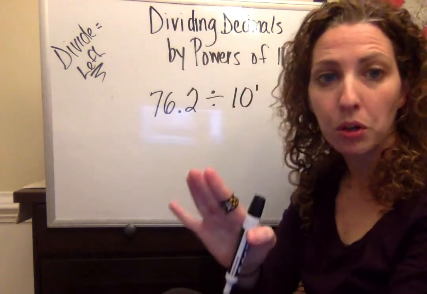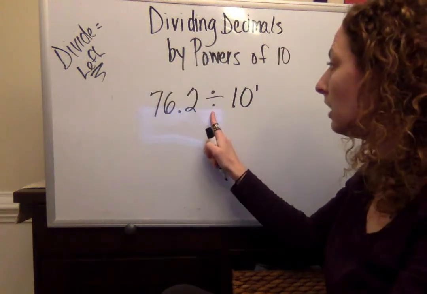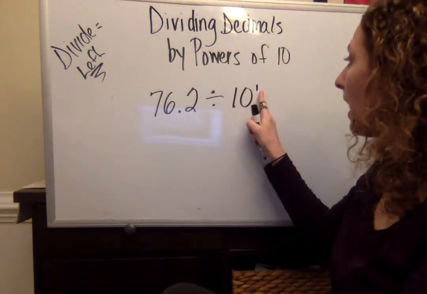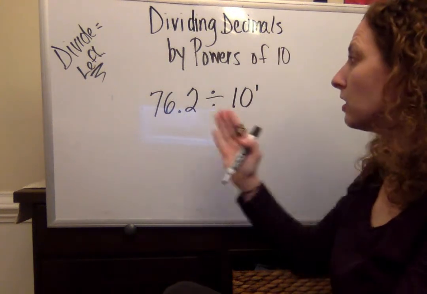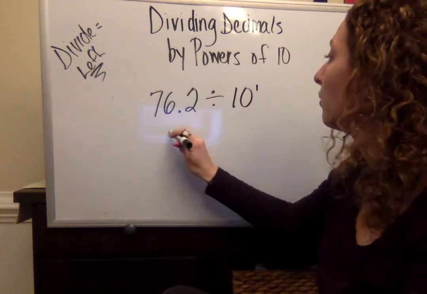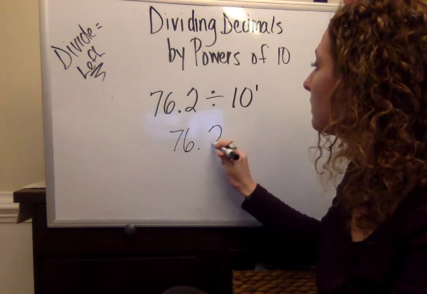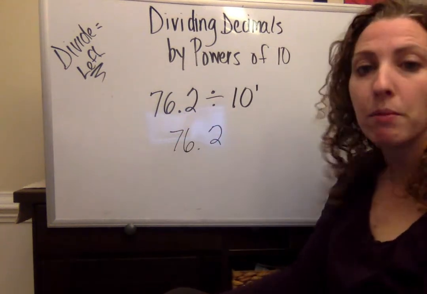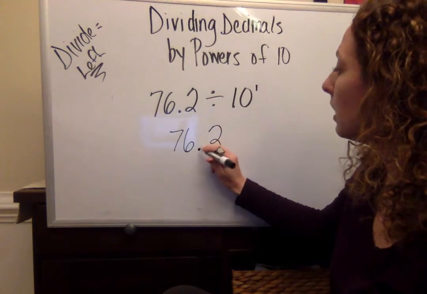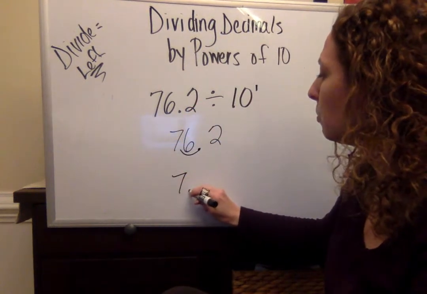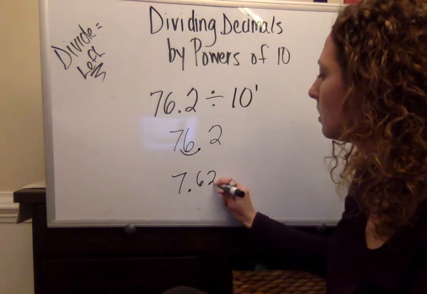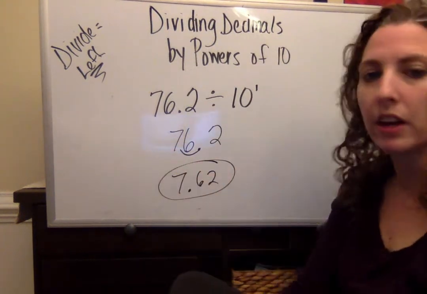Okay? So the important things you need to look at: your sign, which is division, and your exponent, which tells me how many places, one place to the left. So if I rewrite that, I would have 76.2. If I move that decimal one space to the left, okay, it's going to give me 7.62. All right, and that's my final answer there.